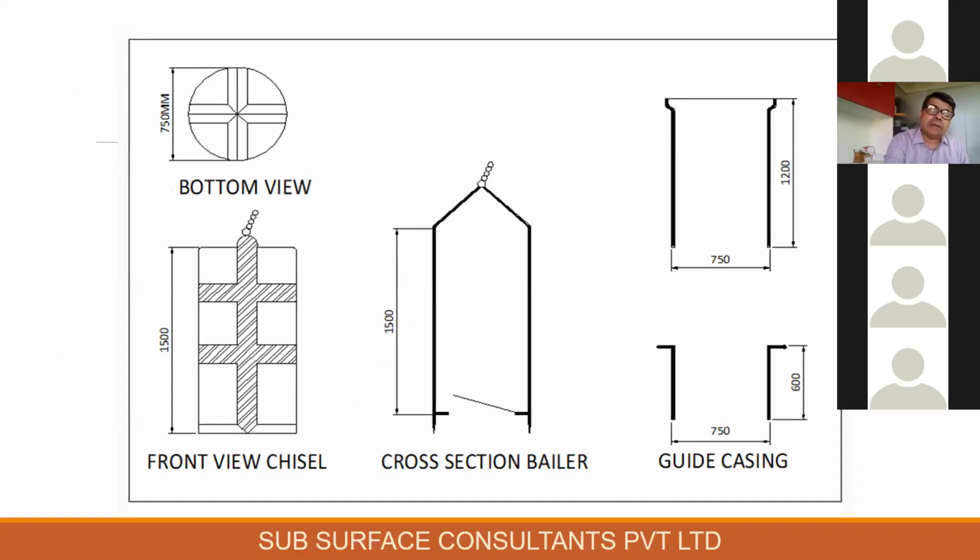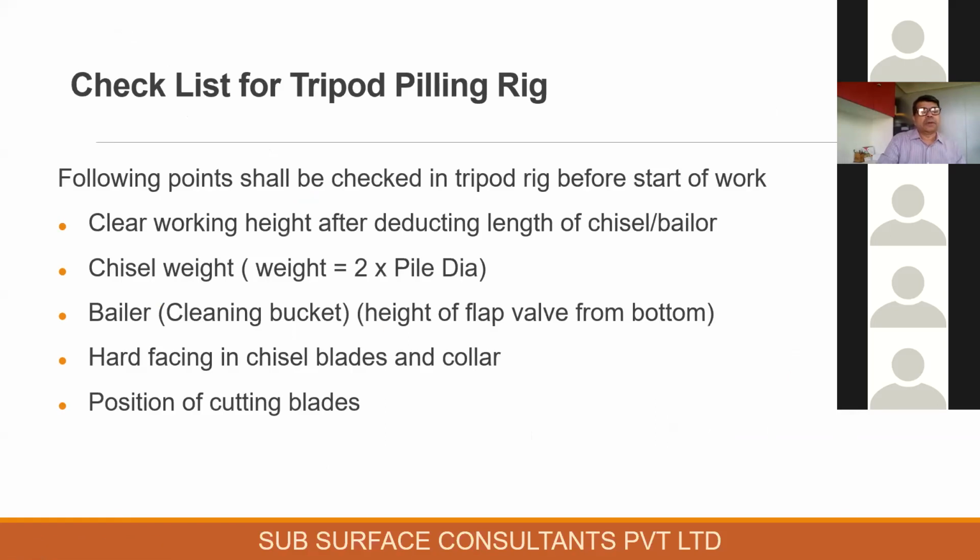So the lesser the height of this clearance, the better it is for the pile, because the pile bottom will get completely cleared up. I'll go back to the earlier slide. Then the next one is hard facing of the chisel blades and collar. Let me go to the next slide again.